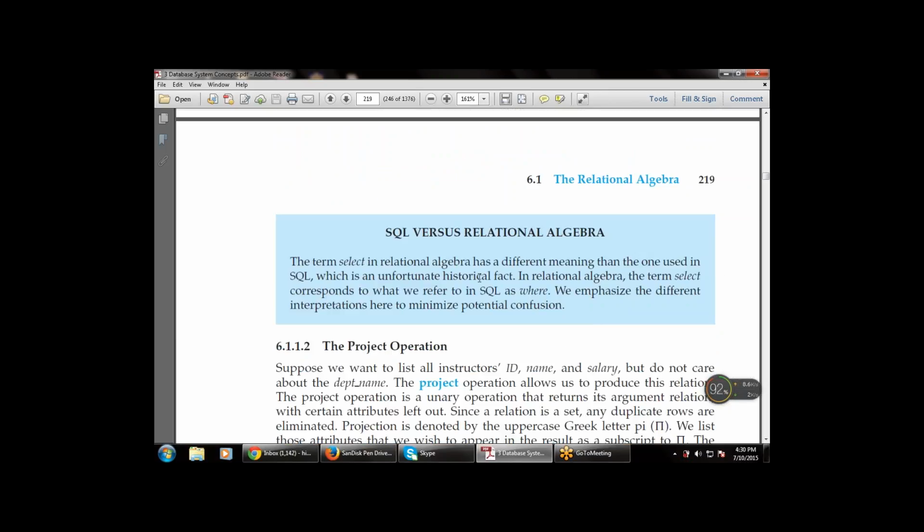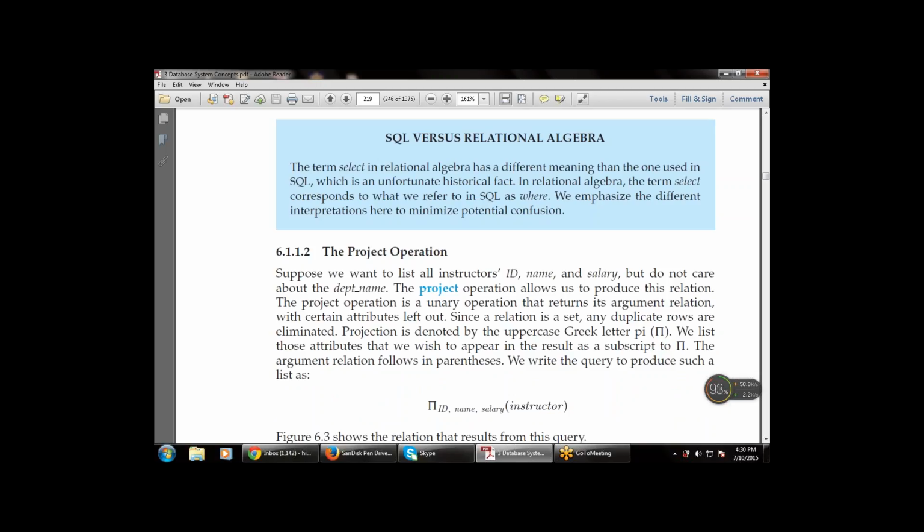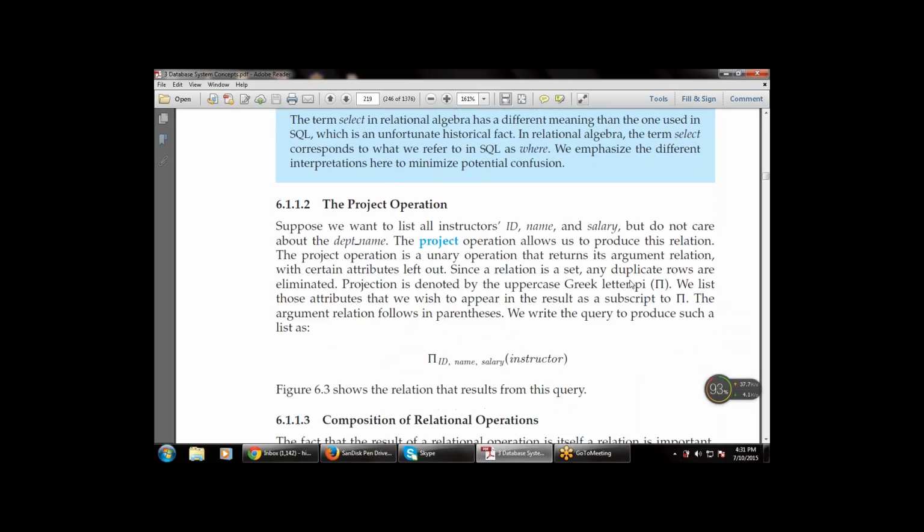Then we have discussed the difference between SQL and relational algebra. Then we have discussed the projection. If I want to display certain rows and columns, that is done by the project operation. Suppose we want to list all the instructor ID, name and salary, but do not care about the department name. The project operation allows us to produce this relation.